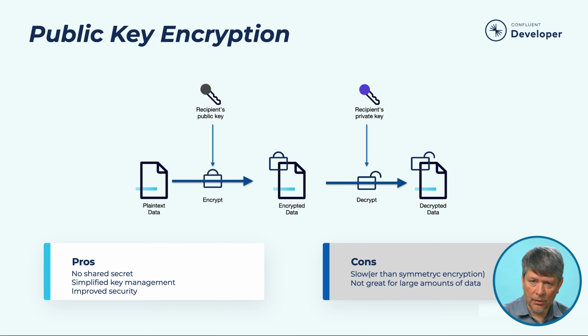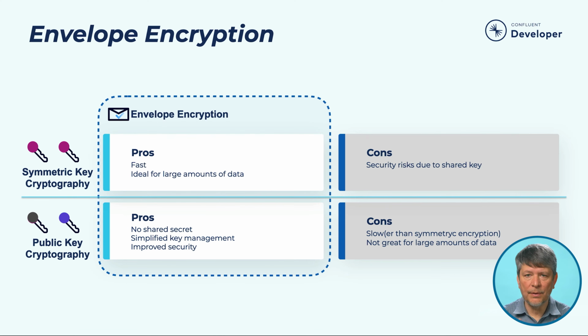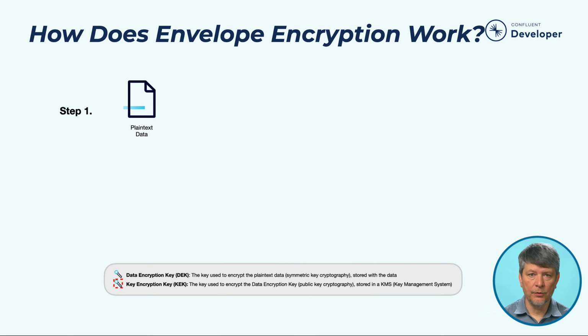What makes envelope encryption shine is that it combines the best of both worlds: the speed of symmetric key cryptography and the security of public key encryption. This makes it ideal when you have both high security and high performance requirements. Envelope encryption uses a two-phase encryption and decryption method.